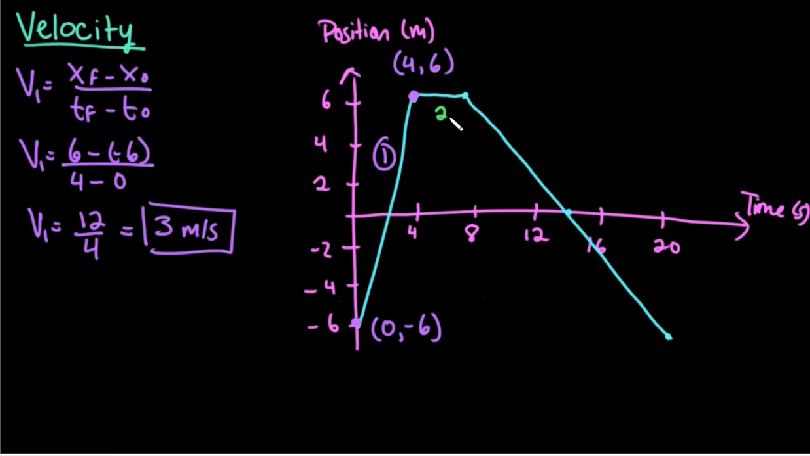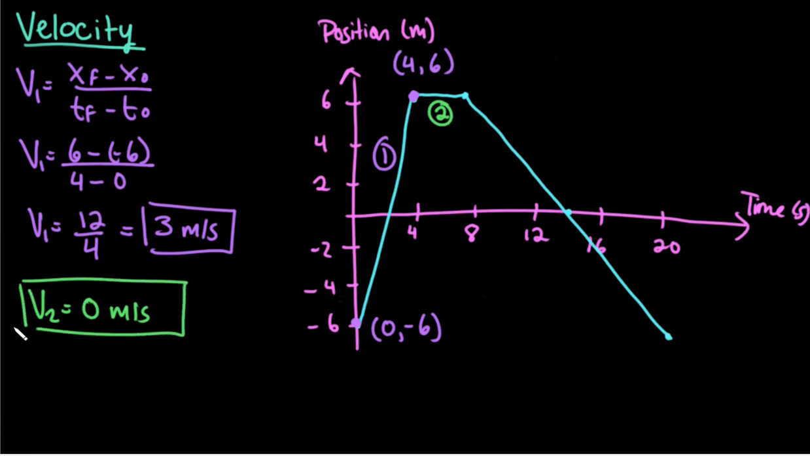Now we know that in section 2, there's no velocity. So we can say that v2 is equal to 0 meters per second. And you could calculate that using the formula if you really wanted to. But we know that this is a straight line on a position time graph, so velocity is 0.